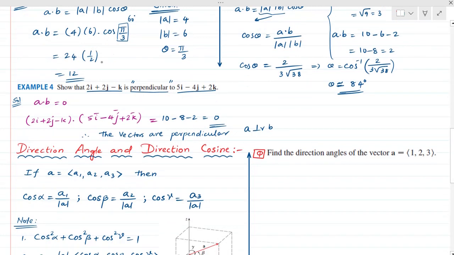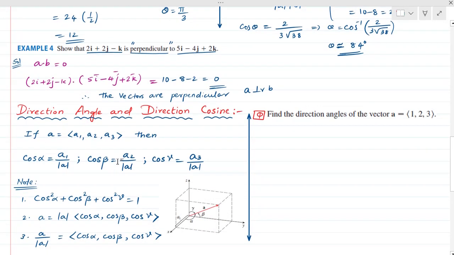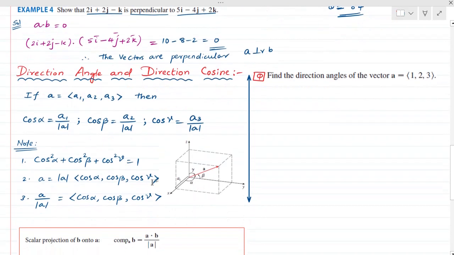Now the next one is direction cosine. In the direction cosine, we have to remember this formula. The direction cosine is given by, if you have a vector a, and this is the point a1, a2, a3. So how will you calculate alpha? Alpha is the angle formed with the x-axis, beta is the angle formed with the y-axis, gamma is the angle formed with the z-axis.